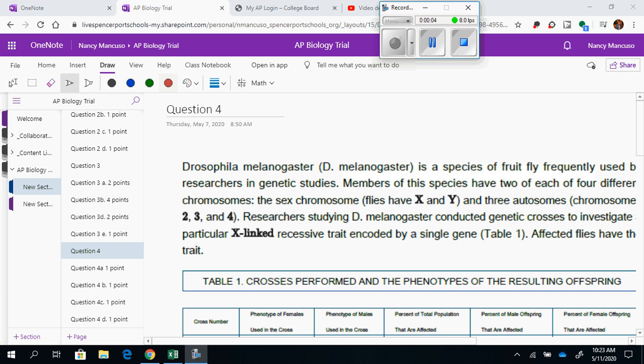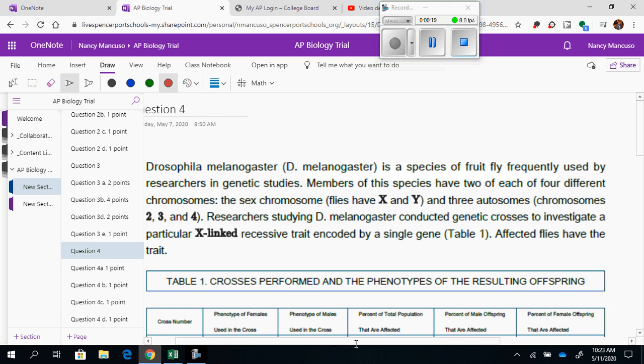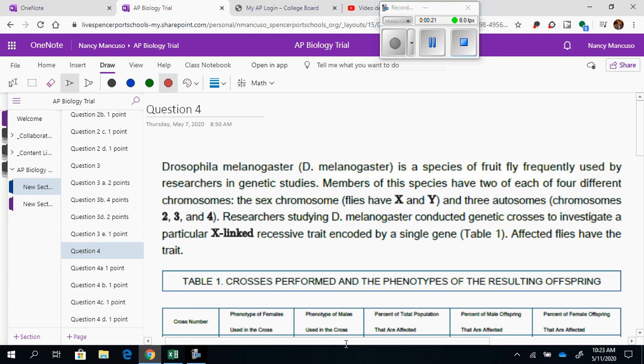I am going over the week 7 FRQs that I gave you, and this is question 4, probably my favorite of the 4. So it talks about Drosophila, which are fruit flies. So species of fruit flies frequently used by researchers in genetic studies. Members of this species have 2 of each of the 4 different chromosomes. The sex chromosomes, flies have X's and Y's, and 3 autosomes, chromosomes 2, 3, and 4.